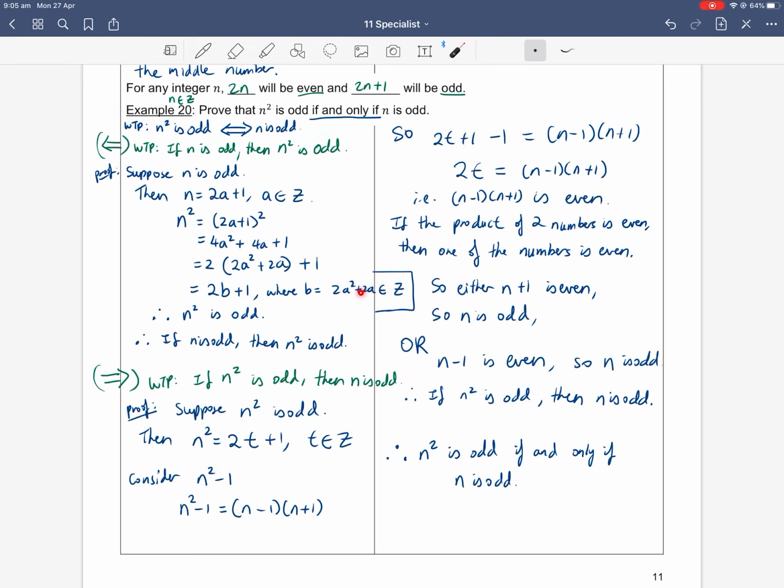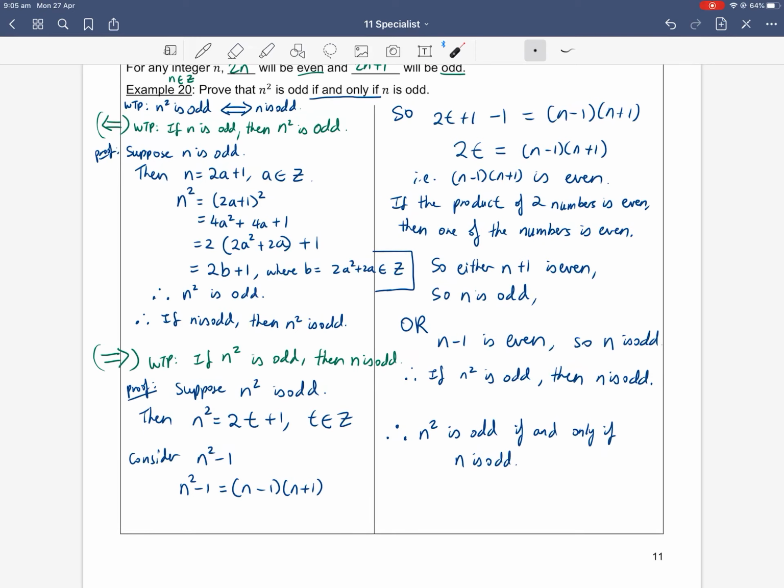B is an integer. Why? Because if you square, multiply, or add integers, you will still get whole numbers. You won't be able to get decimal values. So because of the definition of odd, this is 2 lots of some integer plus 1. Therefore, n squared is odd. And we finish off that side of the proof by saying, therefore, we have shown that if n is odd, then n squared is odd.